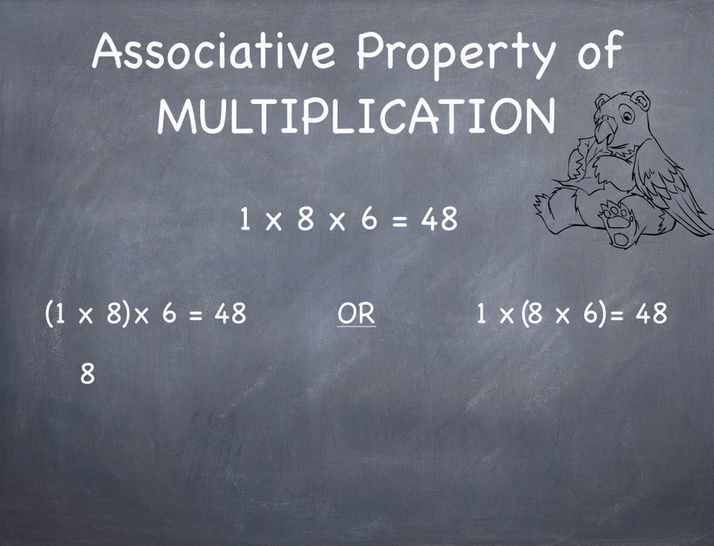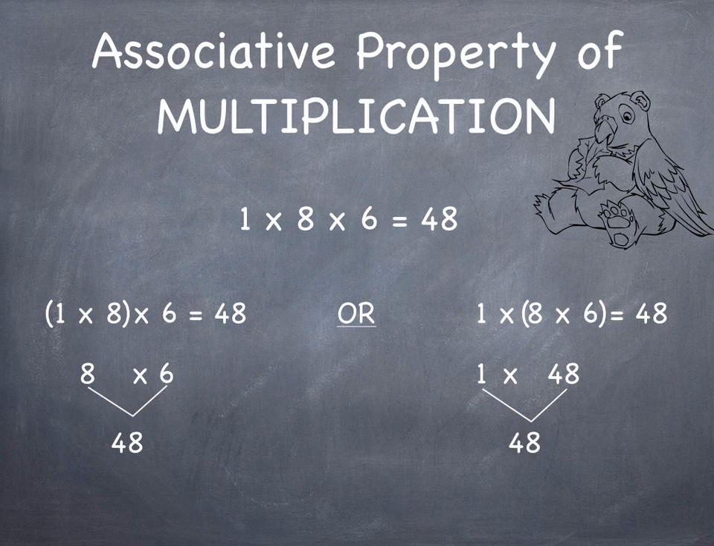Working our way from the left again, if I group together 1 and 8, and I do my multiplication there, 1 times 8 is simply 8. Go ahead and multiply with what's left. 8 times 6 is 48. Working my way from the right-hand example now, if I do the 8 and 6 first, 8 times 6, I know that's 48. Can't forget about the 1 that I was supposed to multiply by. And 1 times 48 is 48, right? 1 times anything will be itself.